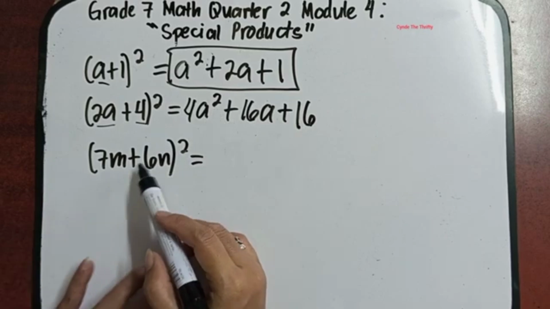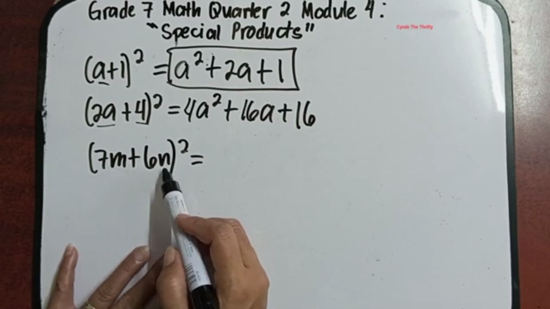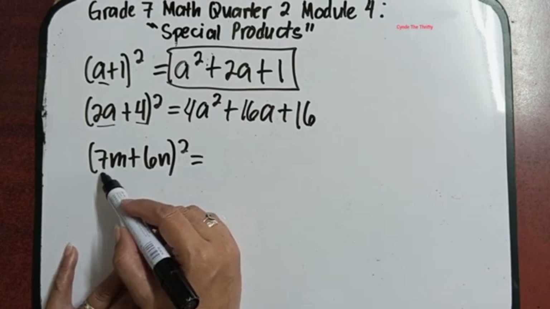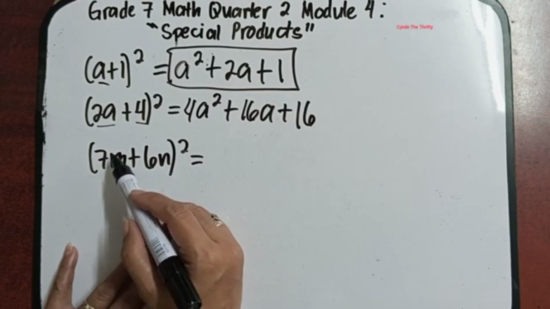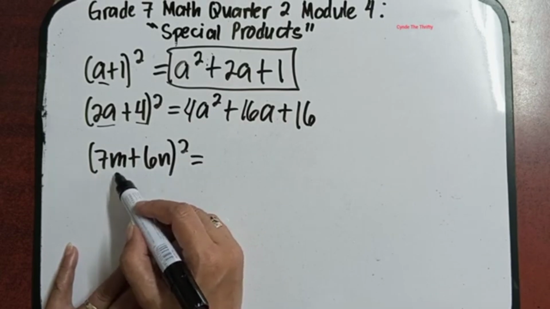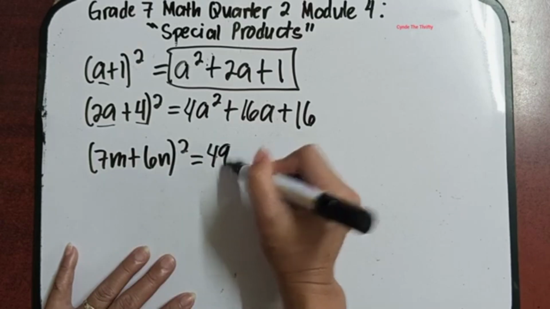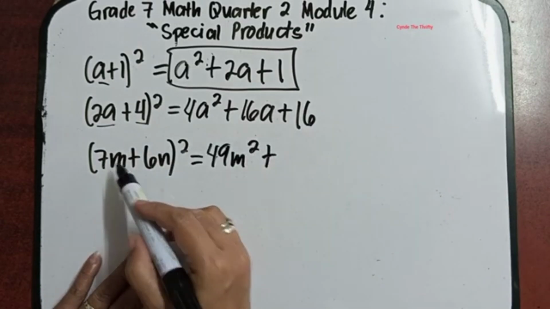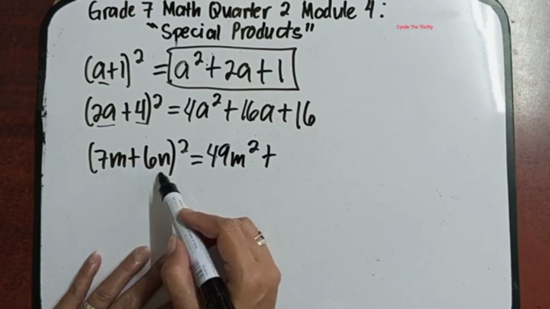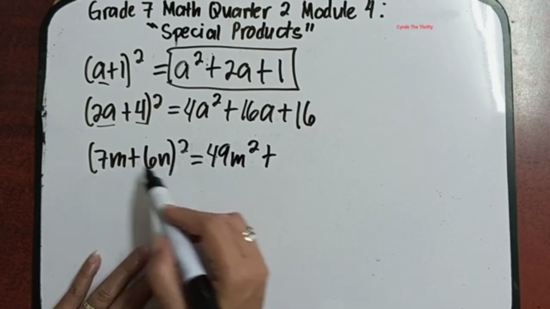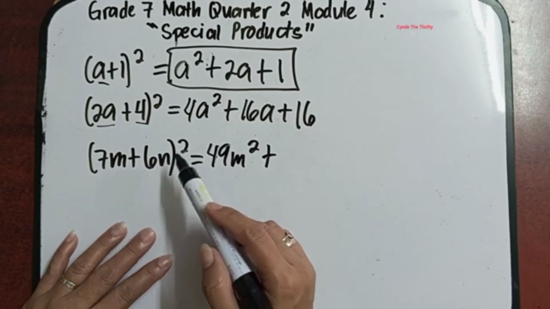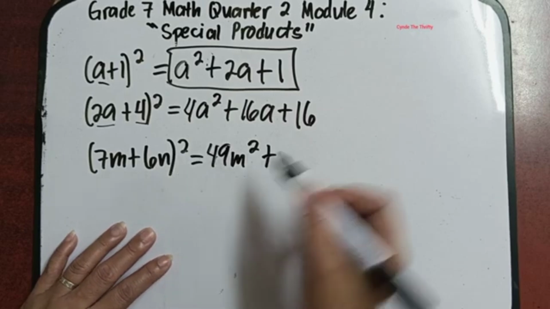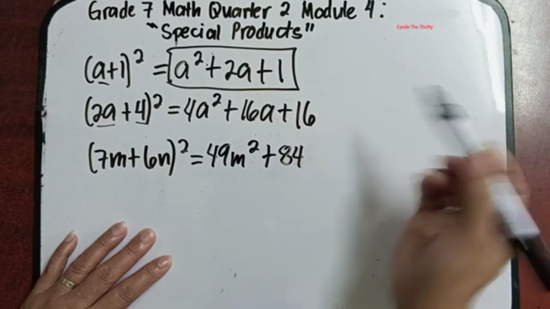Last example, 7m plus 6n squared. First, i-square natin ang first term. So, 7m squared, meaning 7 times 7 is equal to 49m squared. Plus, i-multiply natin ang ating first at second term times 2. Okay, 7 times 6 is equal to 42. So, 42 times 2 is equal to 84. Okay, 84 and then mn.